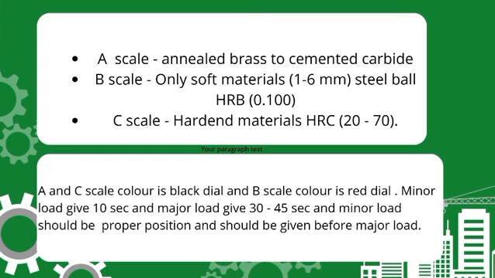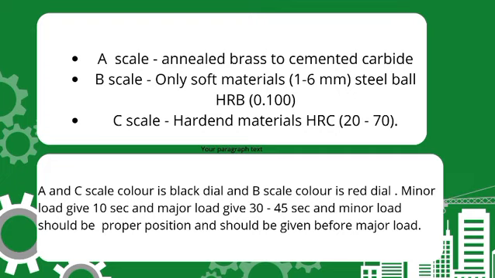A scales are for annealed brass to cemented carbide. B scales are used only for soft materials, with a steel ball of 1/16 inch. C scales are only used for hardened material, HRC is 20 to 70. A and C scale color is a black dial, and B scale color is a red dial.